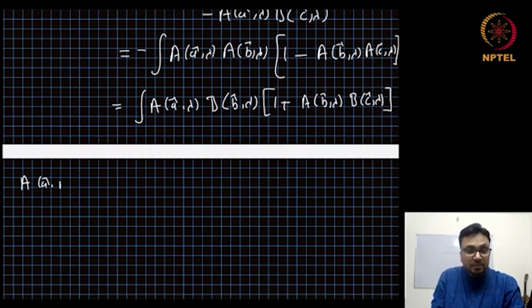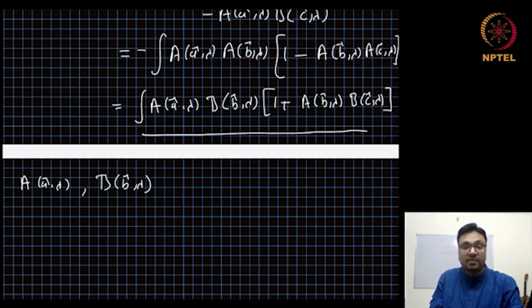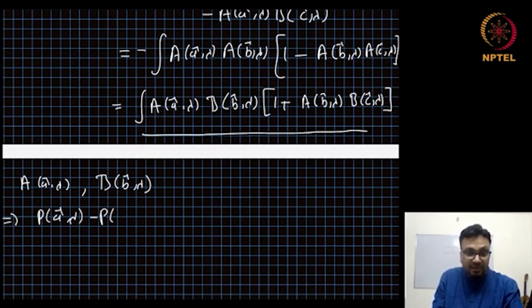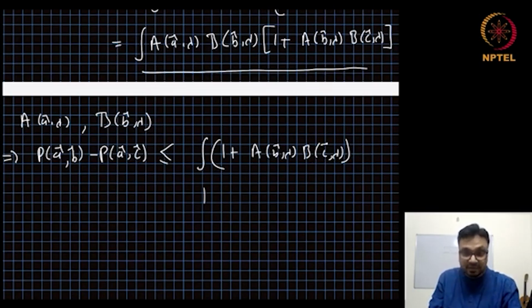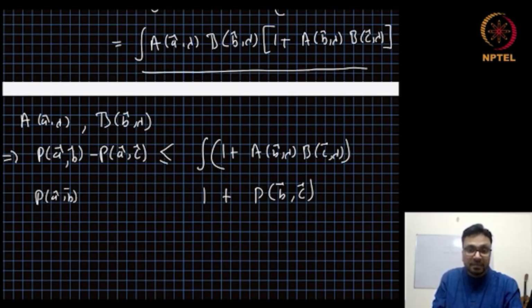Now A of A lambda, B of B lambda, both of them can take plus minus 1 value. So sometimes they are plus, sometimes they are minus. But if so, this whole term here will be larger if we replace both of them with 1. It means we can say P of AB minus P of AC is always less than or equal to the integration of 1 plus A of B lambda, B of C lambda. Since the integration over 1 is the average, it will be 1 plus P of BC. So we are saying P of AB minus P of AC will be less than or equal to this.